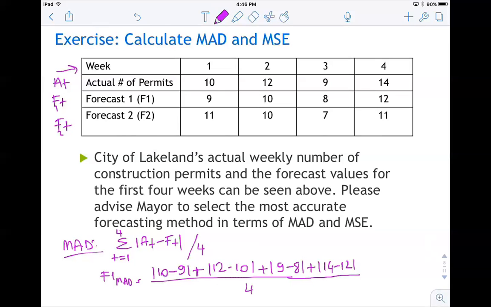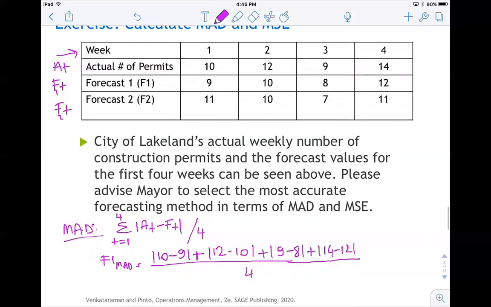The absolute value here is always going to give us positive numbers, right? Remember, a number that comes up negative inside the absolute value will be recorded as a positive value. So in this case, it's going to be 1 plus 2 plus 1 plus 2 divided by 4. And our MAD for the first forecasting method, looking at the math here, is 1.5.